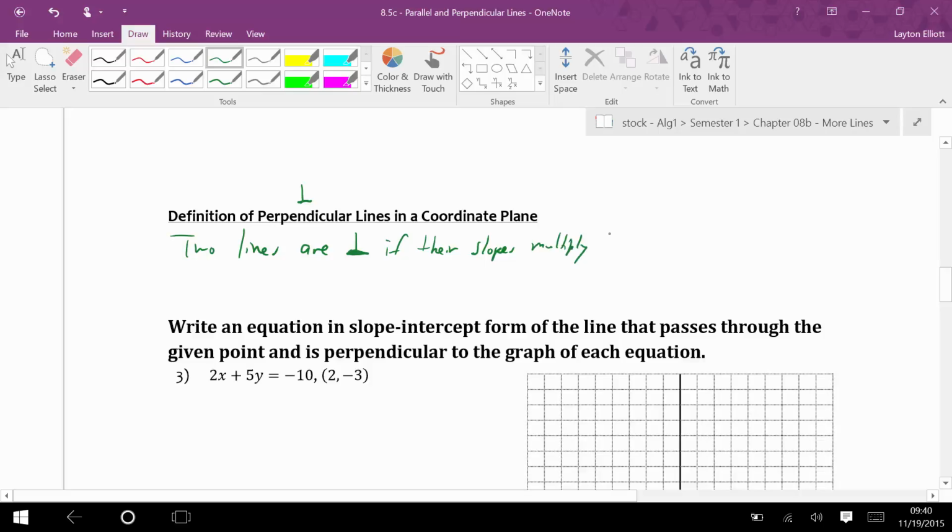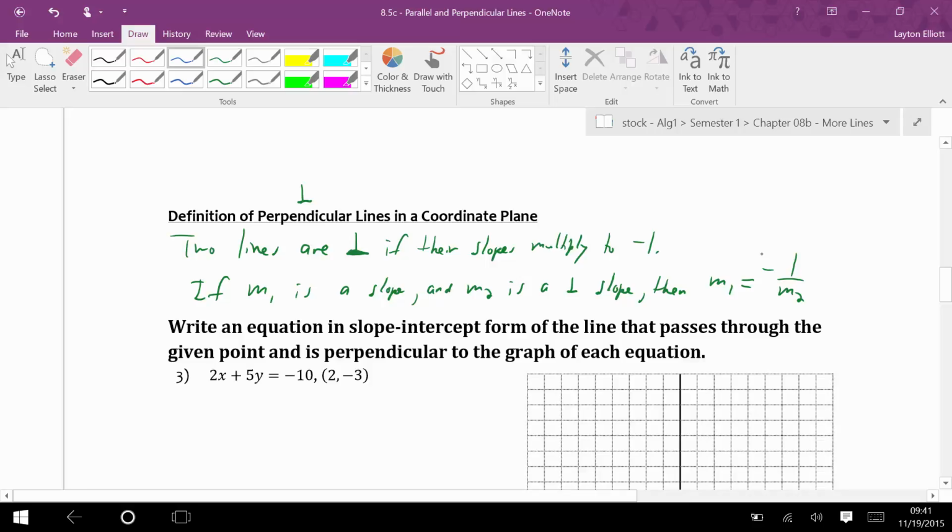multiply to negative 1. And what this means is if m1 is a slope and m2 is a perpendicular slope, then m1 is equal to the opposite of 1 over m2. Okay, this is a little bit tricky.